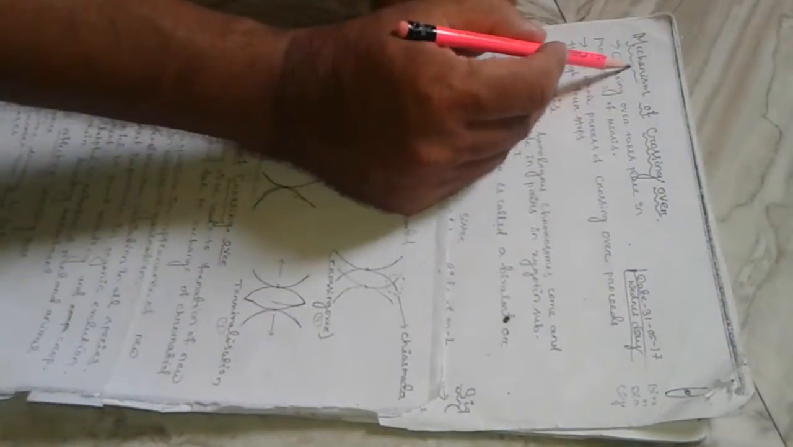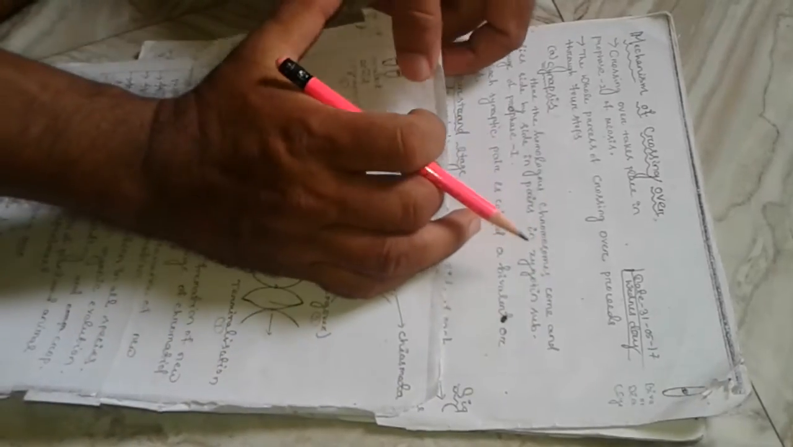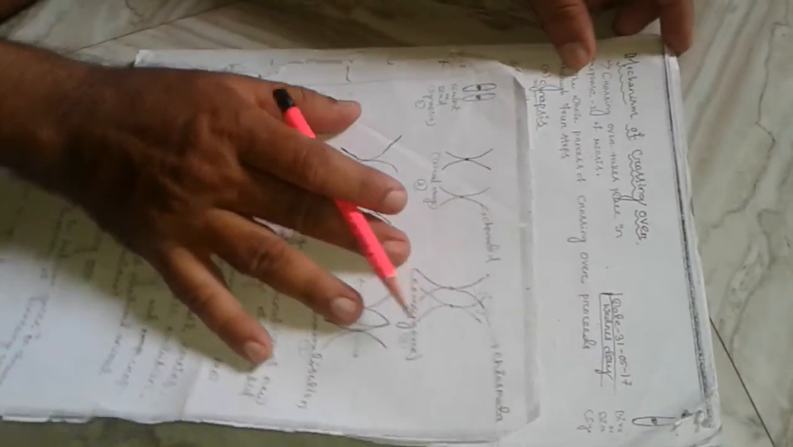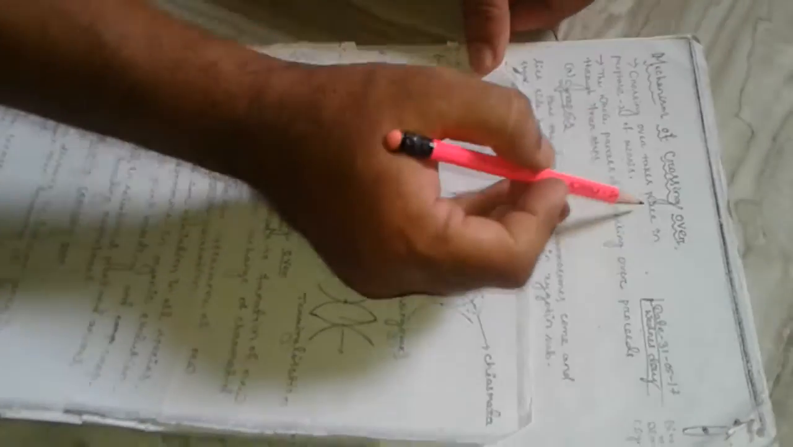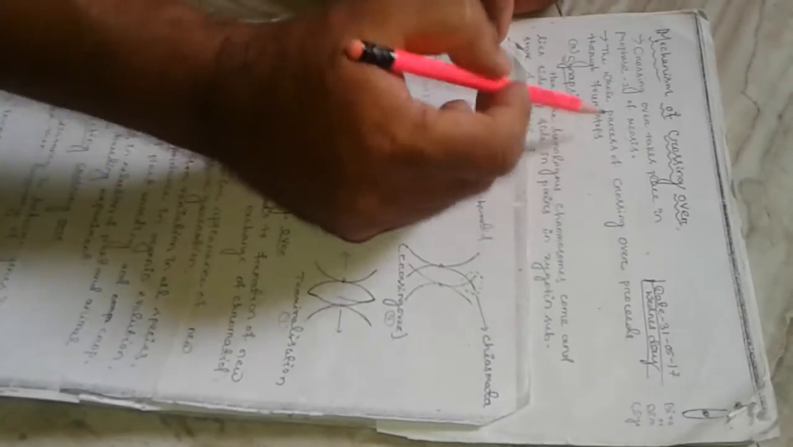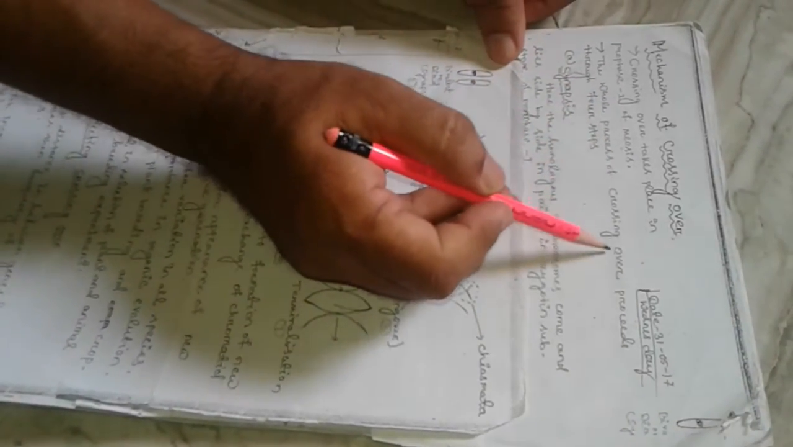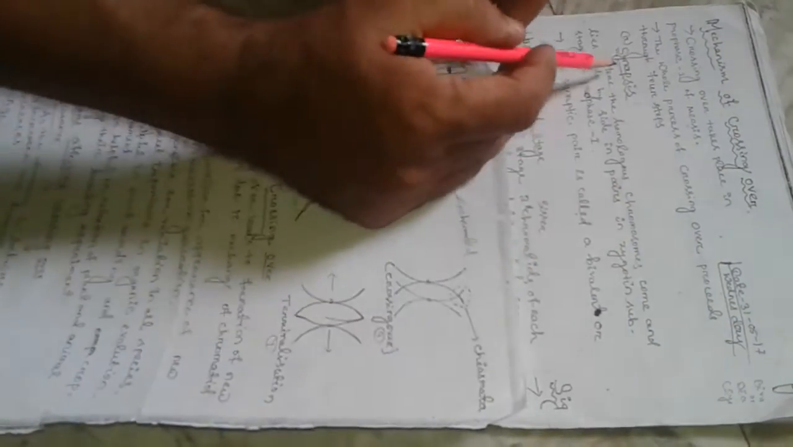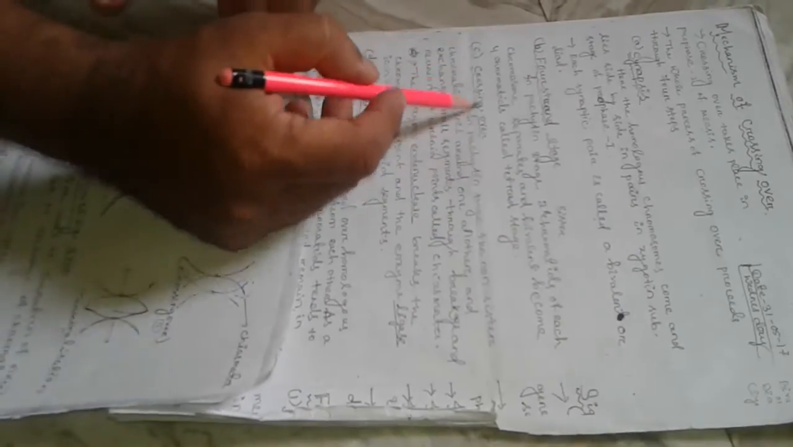Today I will discuss the mechanism of crossing over. In the last class I discussed a cross between two types of Drosophila showing crossing over. Today I will discuss the mechanism. Crossing over takes place in prophase 1 of meiosis. The whole process proceeds through 4 steps. What are the 4 steps? First is synapsis, second is 4-strand stage, third is crossing over, fourth is terminalization.